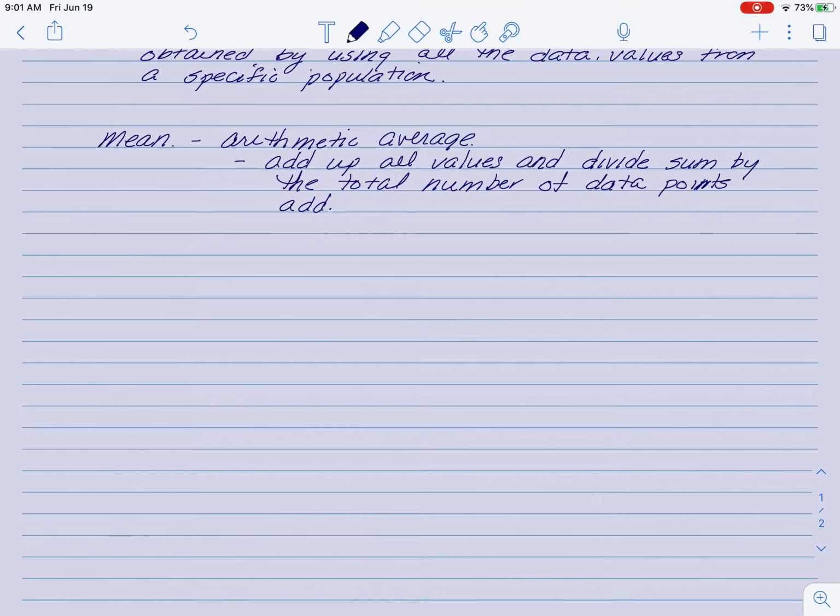Now there is a statistic variable for the mean, and there's a parameter variable for the mean. So x bar is the statistic mean value. So that's the sample mean. And mu, which kind of looks like a U, people think it looks like an M, but it's not. It's a U with a tail in front. This is a parameter value, and it's considered the population mean.